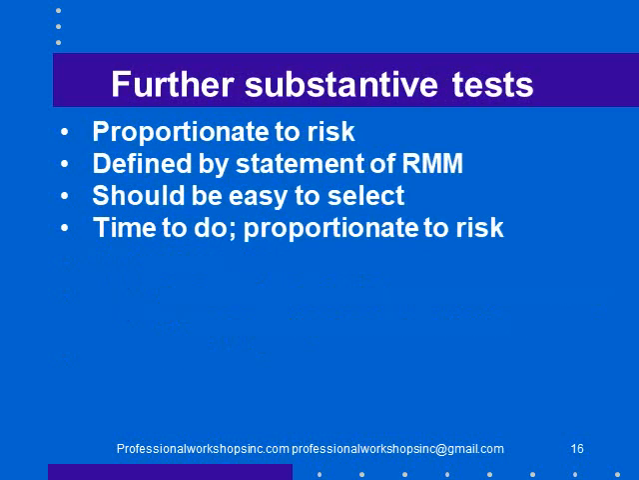Further substantive tests. Now, substantive tests are time-consuming and hard to do, but risk of material misstatement is high or moderate, so we've got to do them. They should be easy to select because we know what the risk is, and we should be able to select a procedure that responds to that risk. And if risk of material misstatement is high, and if the substantive procedure necessary for that takes a while, oh well, that's what we need to do the audit properly.